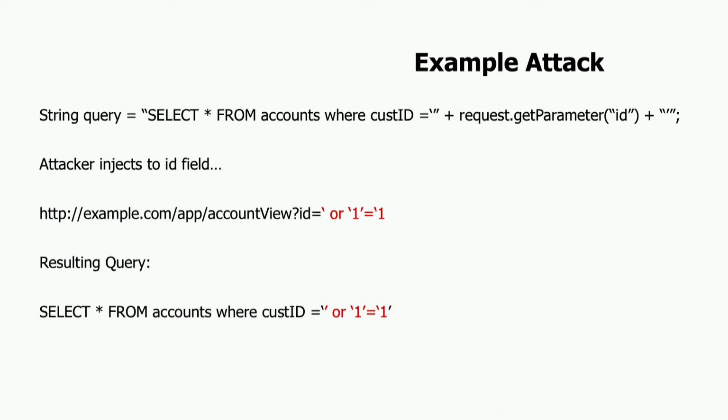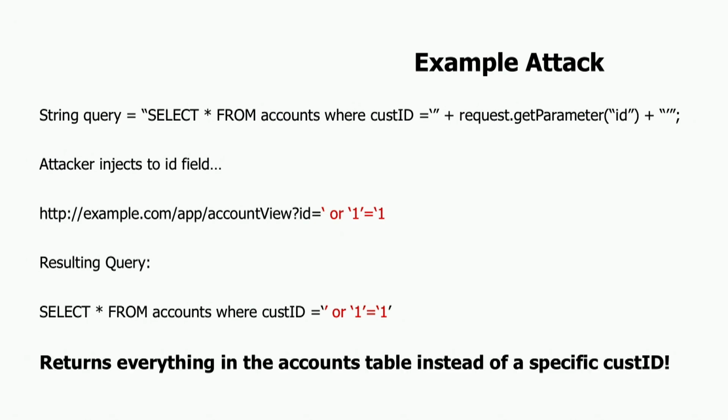Select everything from accounts where the customer ID equals empty string or 1 equals 1. And 1 equals 1 is always true, so that whole line of code will evaluate to true. So it selects everything from accounts when the customer ID is true, and that applies to everything. What would happen at that point is all of the accounts in the accounts table get sent back to the screen. You may be trying to use that as a login authentication mechanism. Instead, what you're doing is enabling an attacker to see all of the accounts in the accounts table.